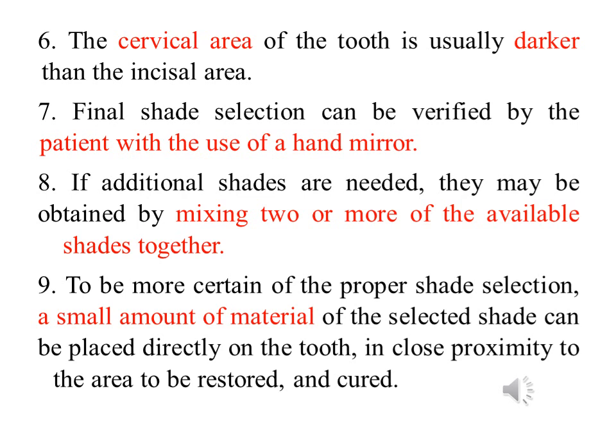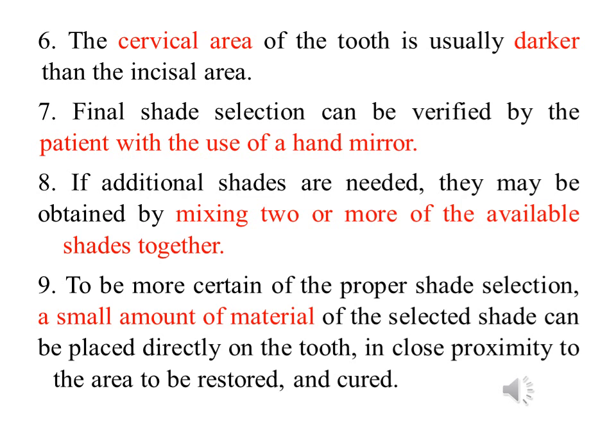Final shade selection can be verified by the patient with the use of a hand mirror. We must give the patient a mirror to see the final shade selection. If additional shades are needed, they may be obtained by mixing 2 or more of the available shades together. If we can't select the approximate shade for the tooth or teeth, sometimes we do mixing of 2 or more of the available shades to obtain the last correct shade.